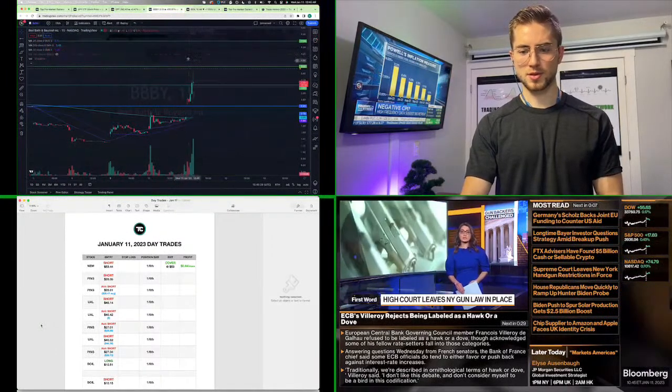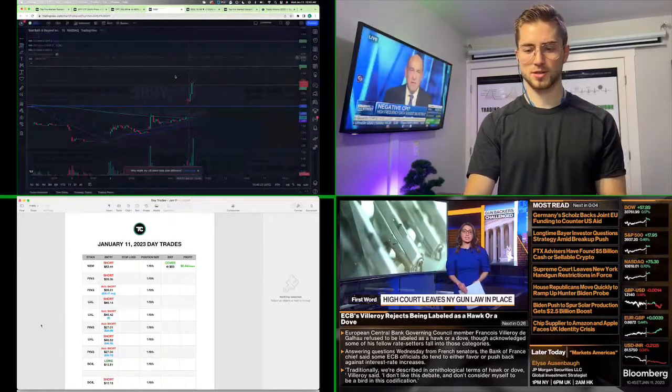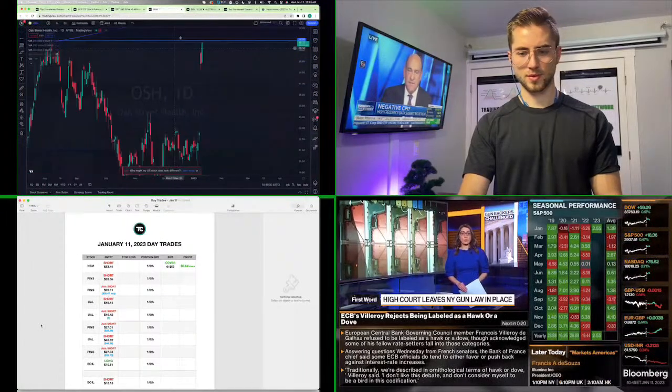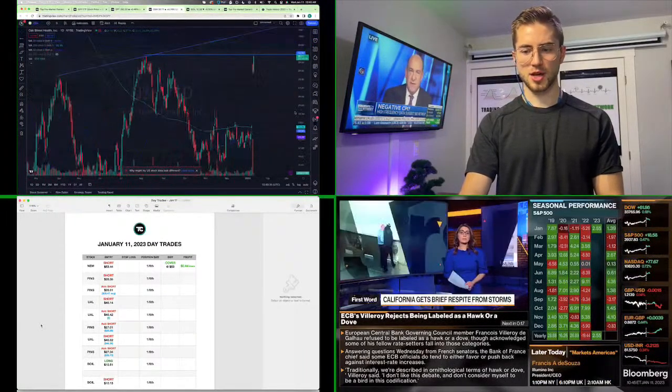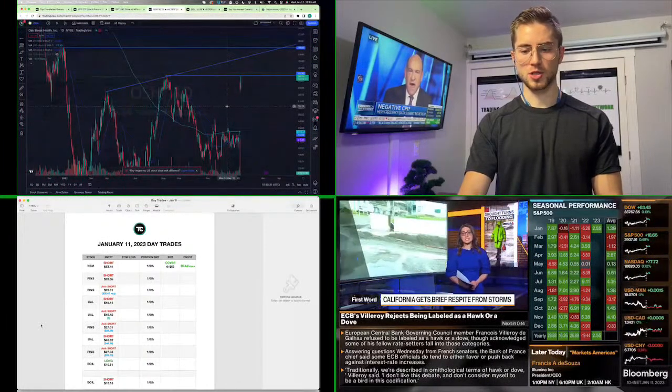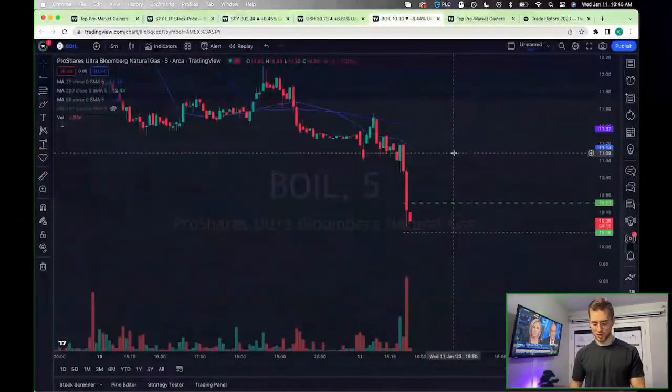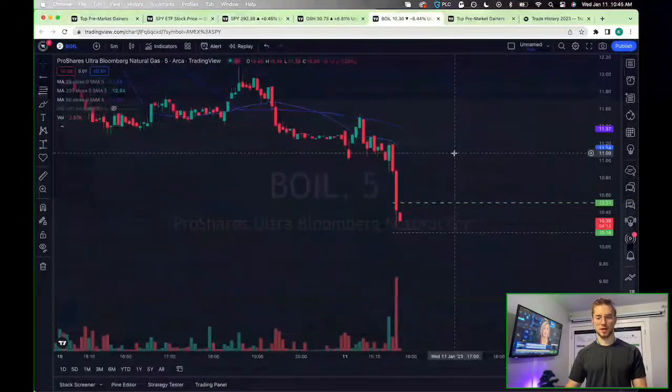Small bounce. What's this, OSH? Oshkosh? A double top short on this OSH is okay, but I'm not going to do it. You can see this 30.90 level is a pretty decent short, but I'm not going to do it. I'm going to add to my BOIL at 10.15. We're approaching that BOIL level. Get ready to potentially add.